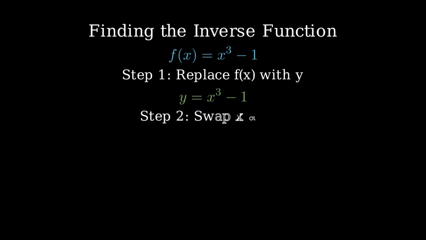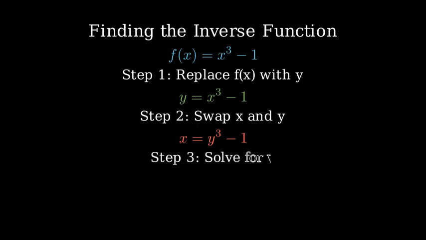Step 2. To find the inverse function, we swap x and y. This gives us x = y³ − 1. Step 3. Now we solve for y to get the inverse function. First, let's add 1 to both sides. This gives us x + 1 = y³.